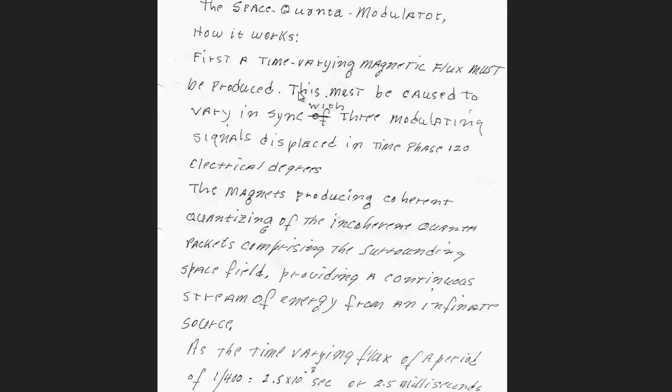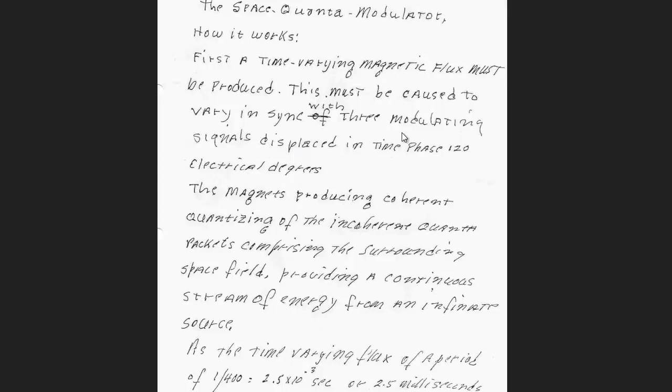Now this next sentence is really critical. You've really got to read between the lines here. It's really easy to read this sentence and just glance over it and not think much of it. "This must be caused to vary in sync with 3 modulating signals." Okay, what are the 3 modulating signals? This is critical. Asymmetrical. You've got to think asymmetric. Why not 2 modulating signals? Why 3? Now this is the part that is not clear.